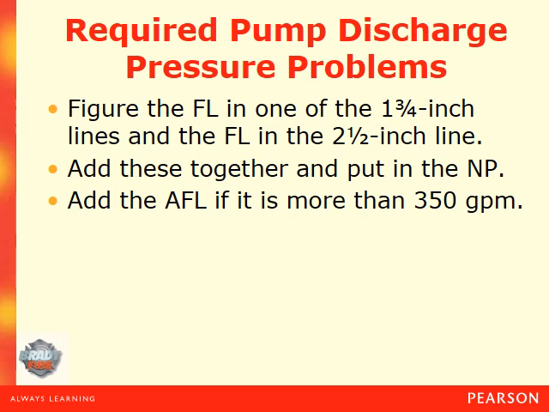So figure the friction loss in one of the 1 3/4 lines and the friction loss in the 2.5 line. Add those together and put in our required nozzle pressure that they gave us. And add the appliance friction loss if it's more than 350 gallons per minute. Remember, since that's a Y, if it's more than 350 gallons total, which it's not, you'll have to add 10 psi.